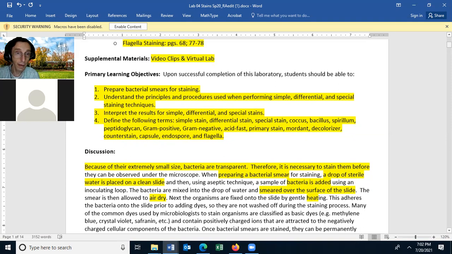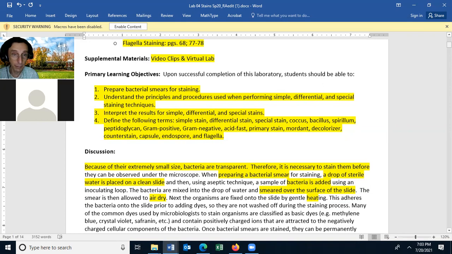You should know how to prepare a bacterial smear for staining and realize that it's always done before you're staining the slide. And it's usually considered something separate, and we call it a bacterial smear. You should also understand the principles and the procedures used for performing a simple stain, a differential stain, and a special stain. Be able to interpret the results for a simple stain, a differential stain, and special stains.